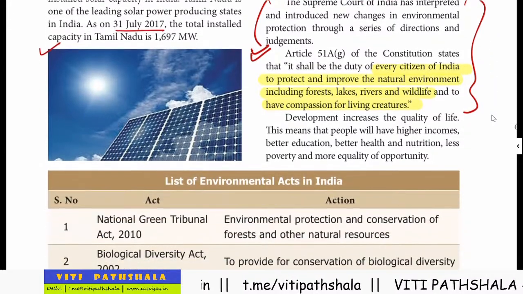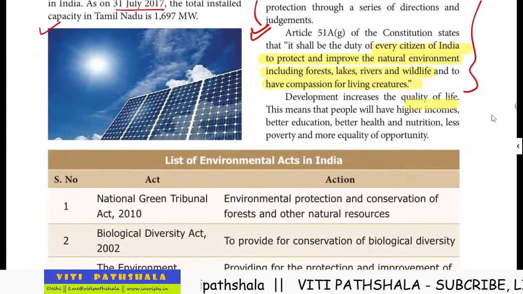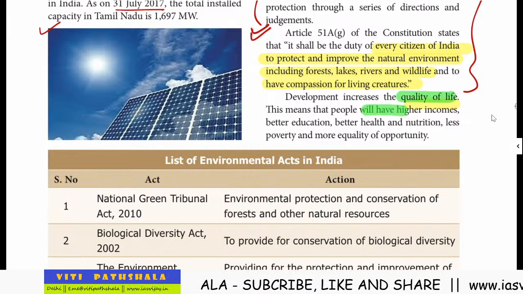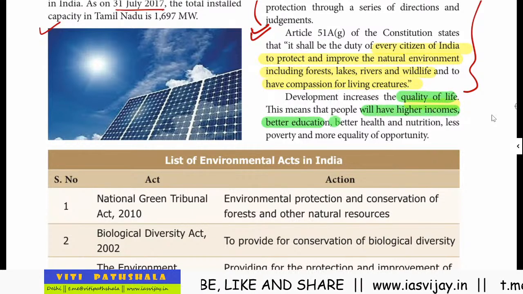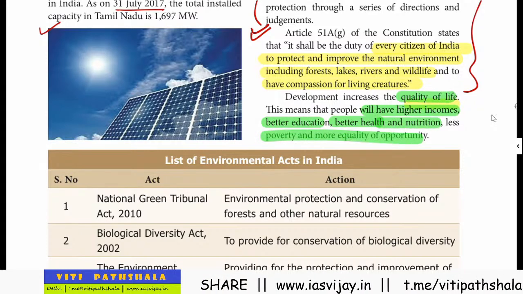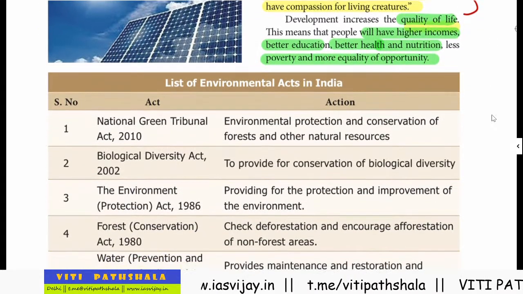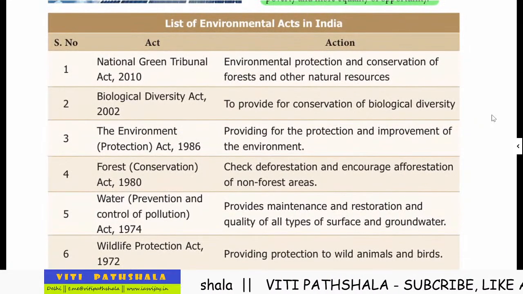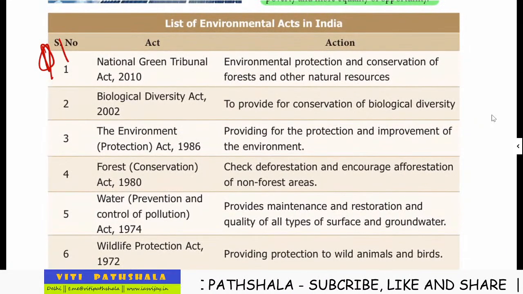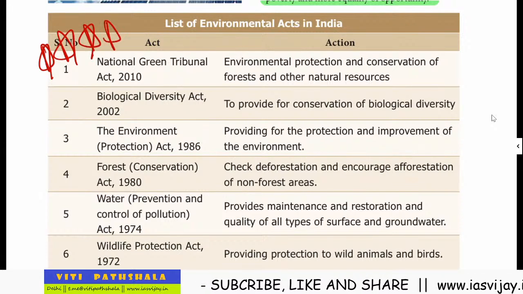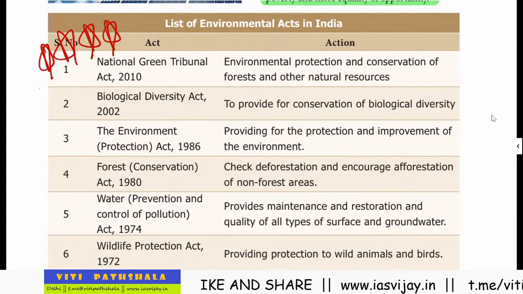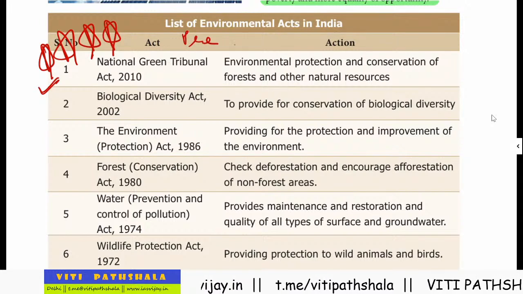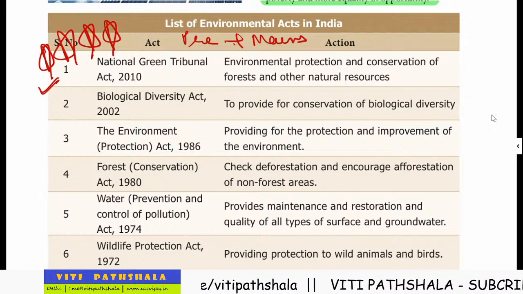Now, development increases the quality of life. This means that people have higher incomes, better education, better health and nutrition, less poverty, and more equality of opportunity. Now, these are very, very important, I will say, from your exam point of view. These you have to mention. This will help you in the prelims plus the mains exams.